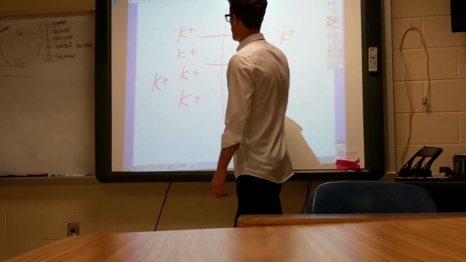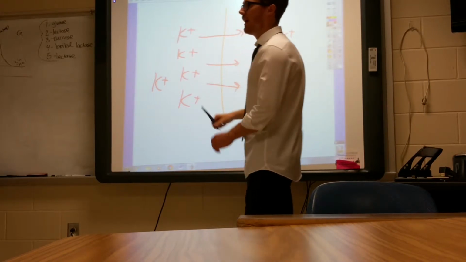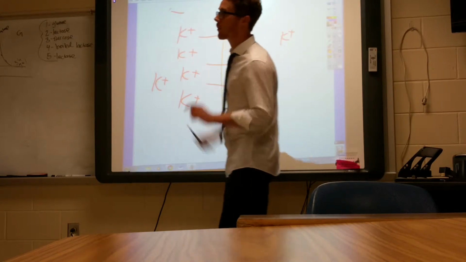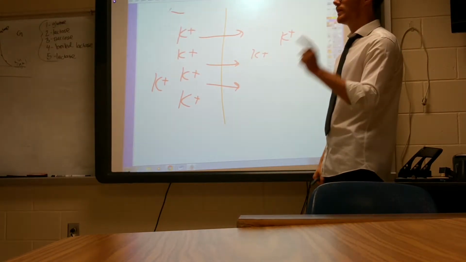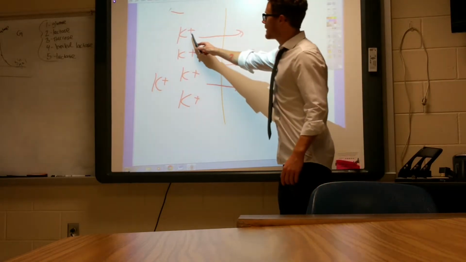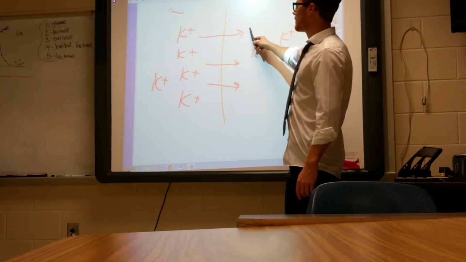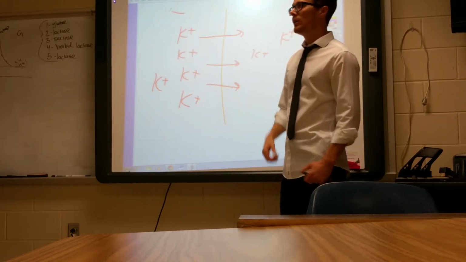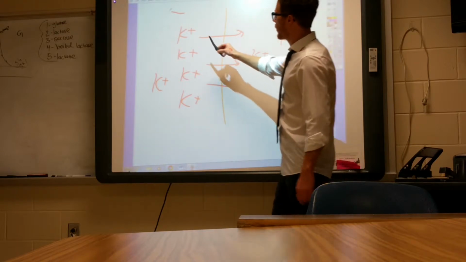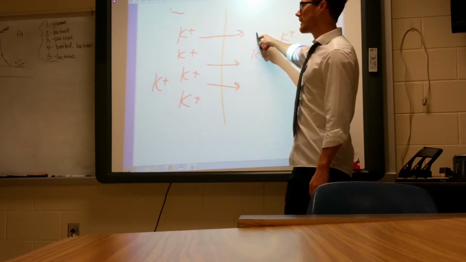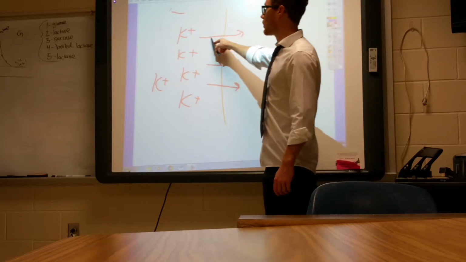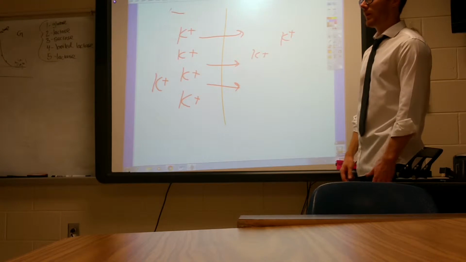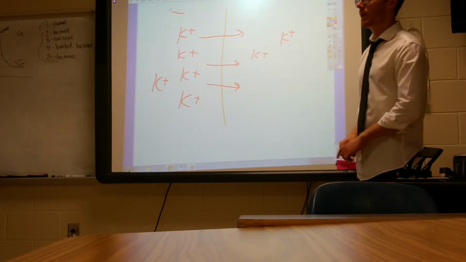potassium is going to begin diffusing towards this side. And as potassium leaves, this side is going to start to become more and more negative. So eventually you're going to reach a point where as potassium leaves, it's actually pulled back in because it's attracted to the negative side. So the point at which the rate of potassium leaving is canceled out by potassium being pulled back in because of the negative charge, that's equilibrium when we're talking about an electrochemical gradient.